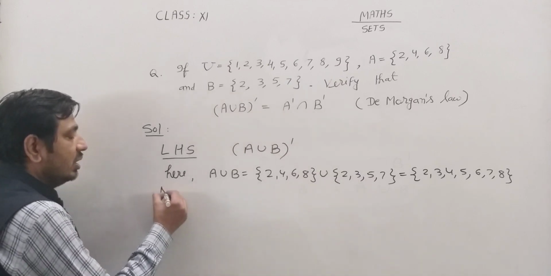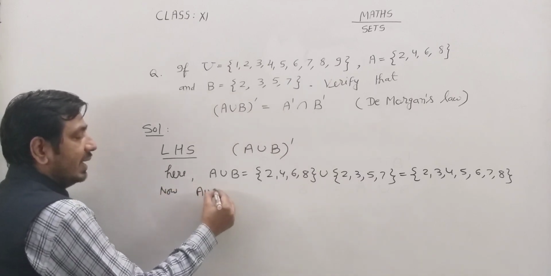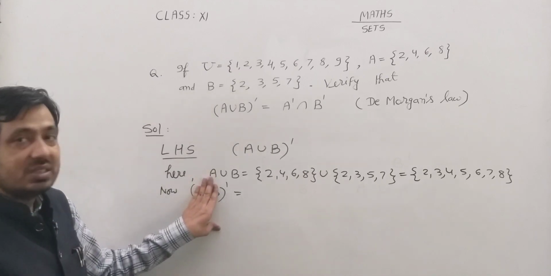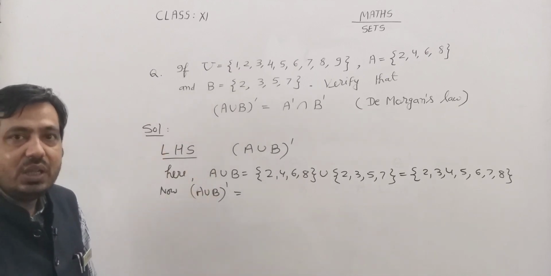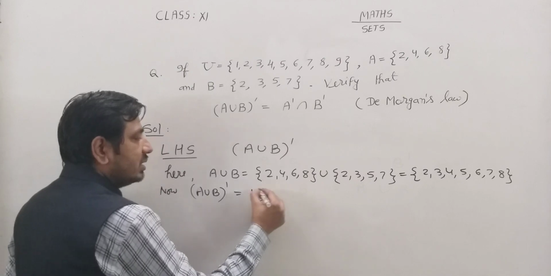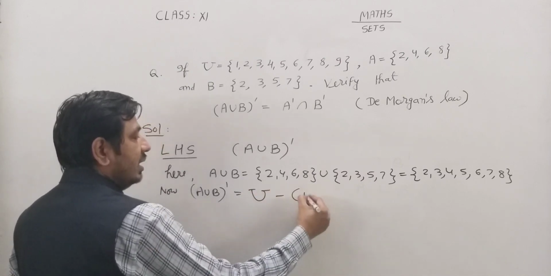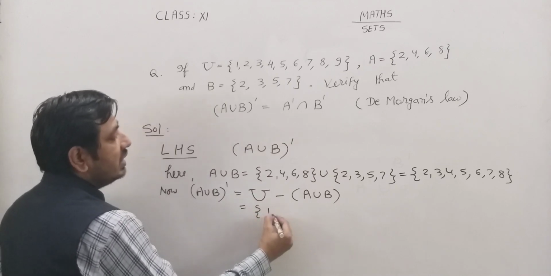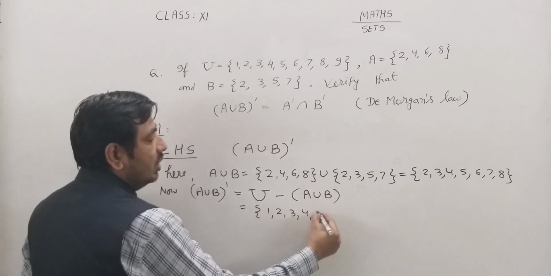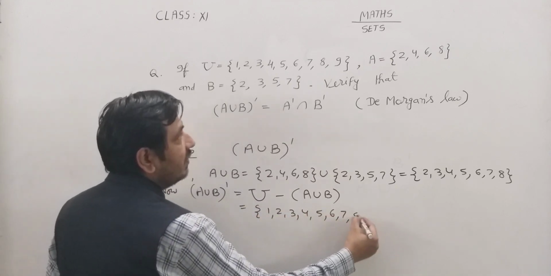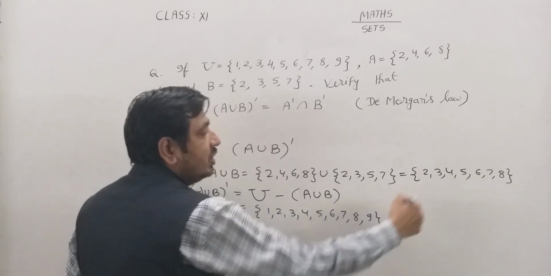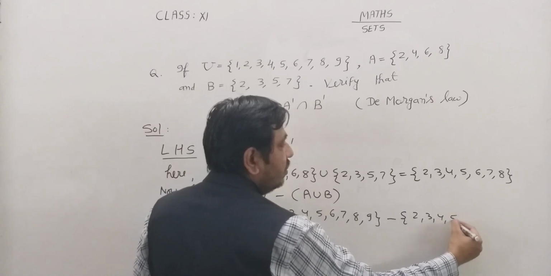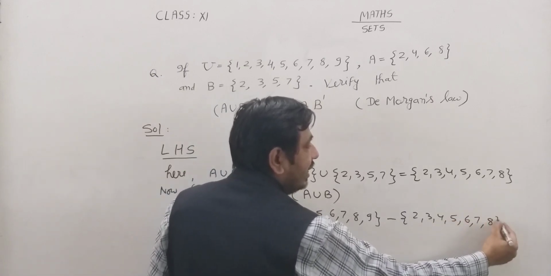Now class, we are taking the whole dash. Dash means you subtract this set from the universal. So from the universal, you just subtract A union B. What is the universal? The universal is 1, 2, 3, 4, 5, 6, 7, 8 and 9, and A union B is 2, 3, 4, 5, 6, 7, 8.